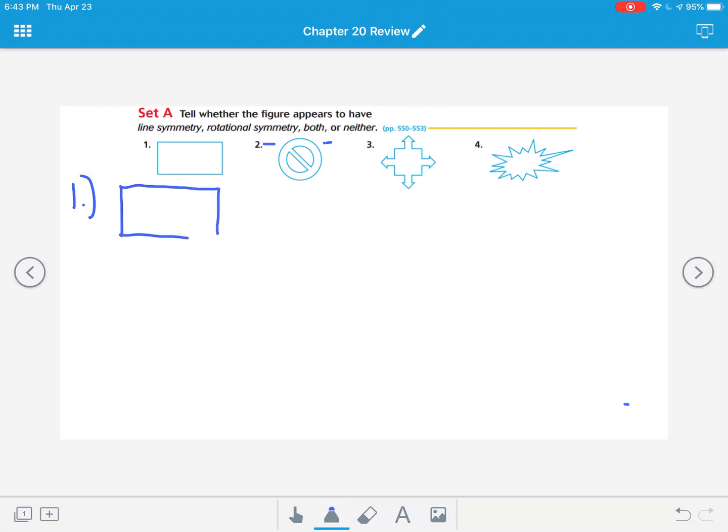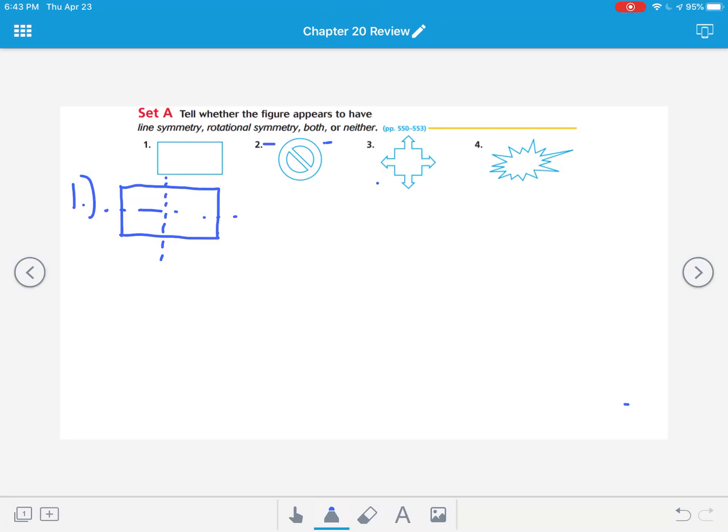The first one is just a rectangle. And let's talk about line symmetry first. So remember, that's when it's folded in half and the halves match perfectly. So a rectangle actually has a couple lines of symmetry. It has a vertical line. If we fold that in half, they'll match perfectly. I could also do it horizontally, and again, it would match perfectly as well. I can't do it diagonally on a rectangle because the pieces would not match up.